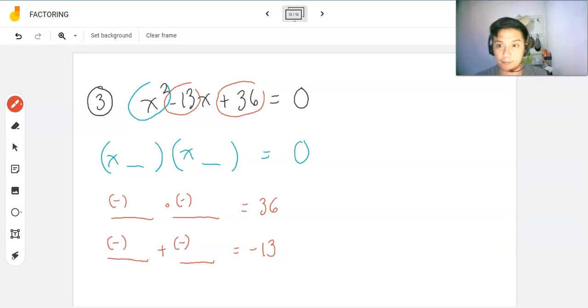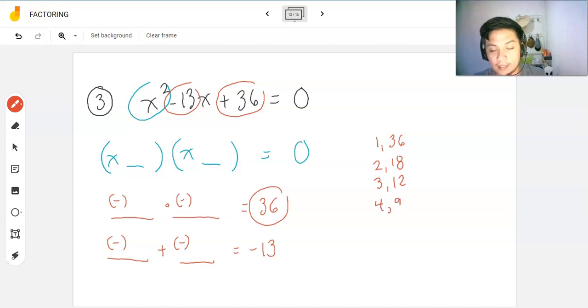So, ano yung paraan natin para madaling lista ng mga possible pairs of numbers? Magbase tayo dun sa product. 36. Anong mga factors ng 36? 1 and itself, 2 and 18, 3 and 12, tapos 4 and 9, and then 6 and itself. 6 and 6. Okay? So, alin dyan ang magbibigay sa atin ng sum na negative 13 if both of them are negative?